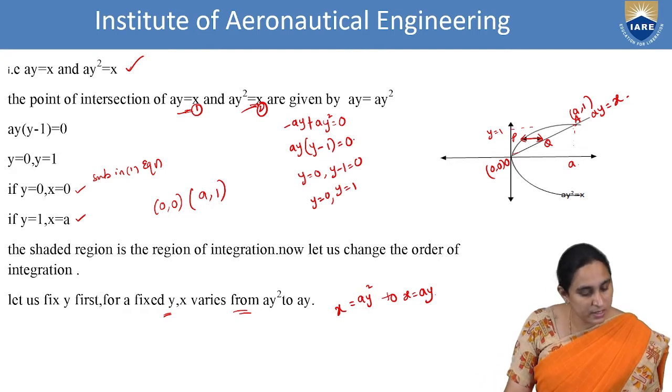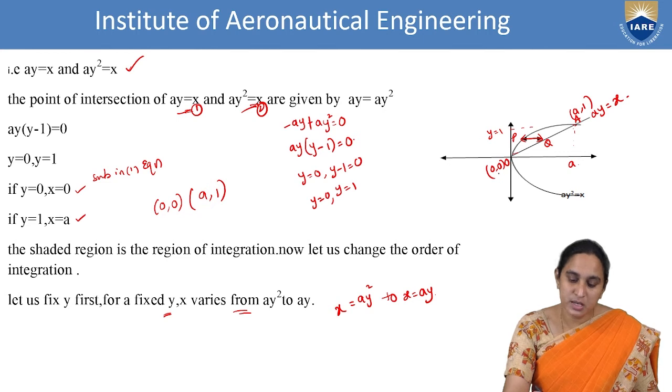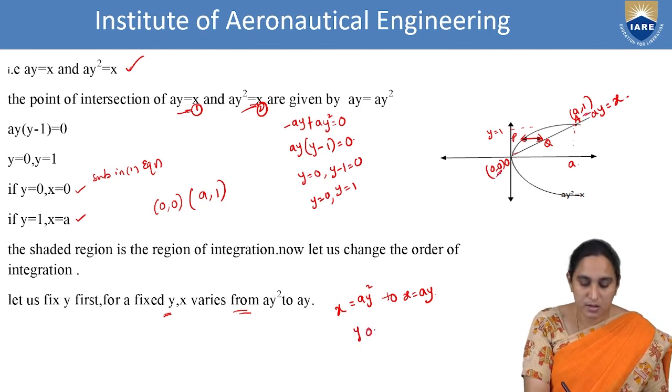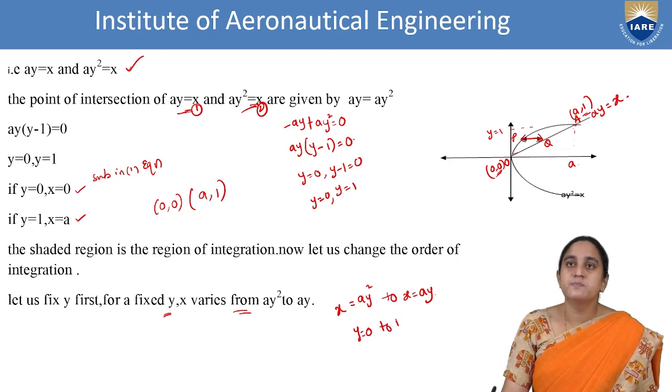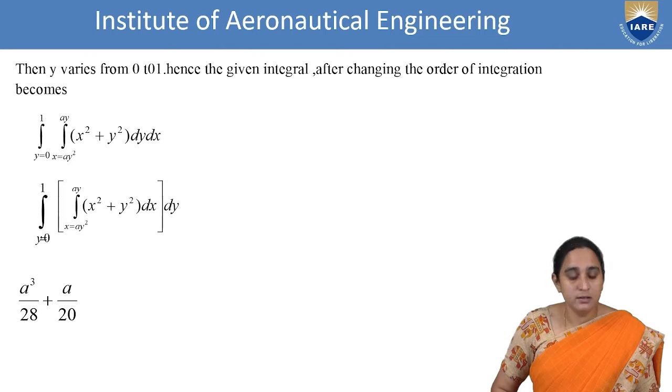But what about the y limit points here? Once you observe, the constant limits are y is equal to 0 and y is equal to 1. So y is equal to 0 to 1. Now take the given question: y varies from 0 to 1. Hence, the given integral after changing the order of integration.